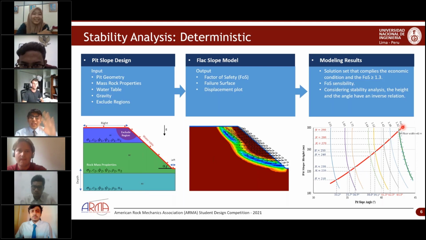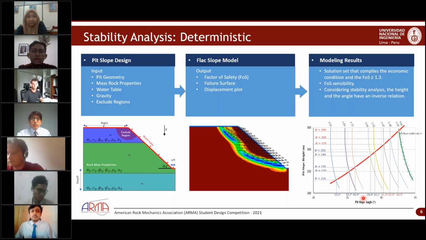The intersection of the economic envelope with the different factor of safety curves represents a possible answer to the problem. And from this figure, the maximum pit height is 290 meters with a slope angle of 43.3 degrees.